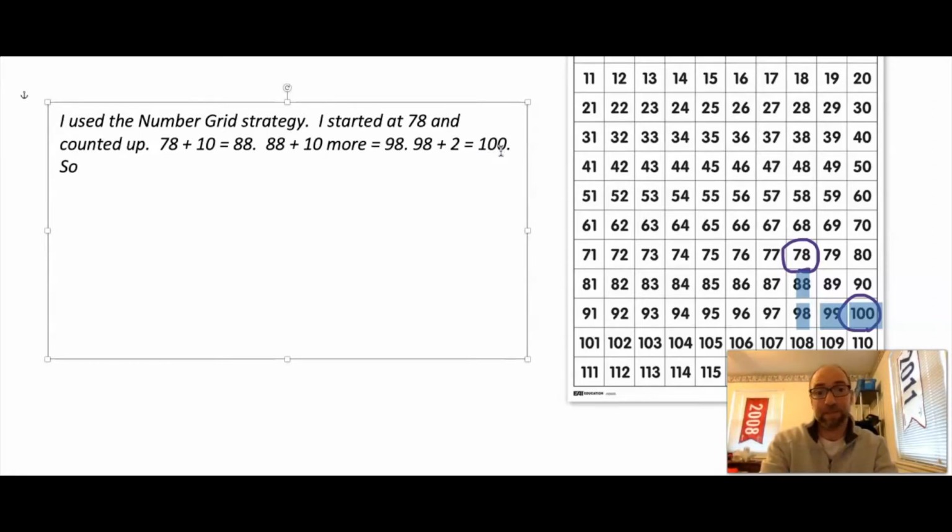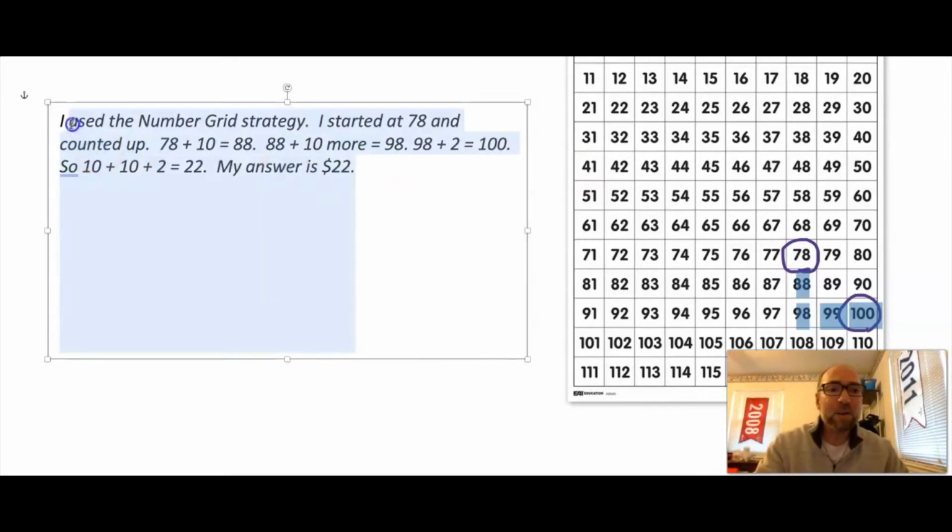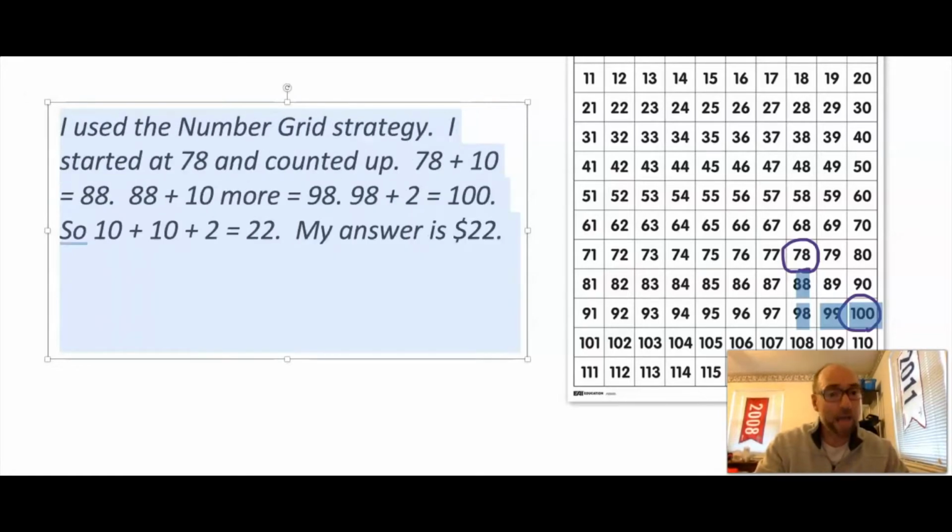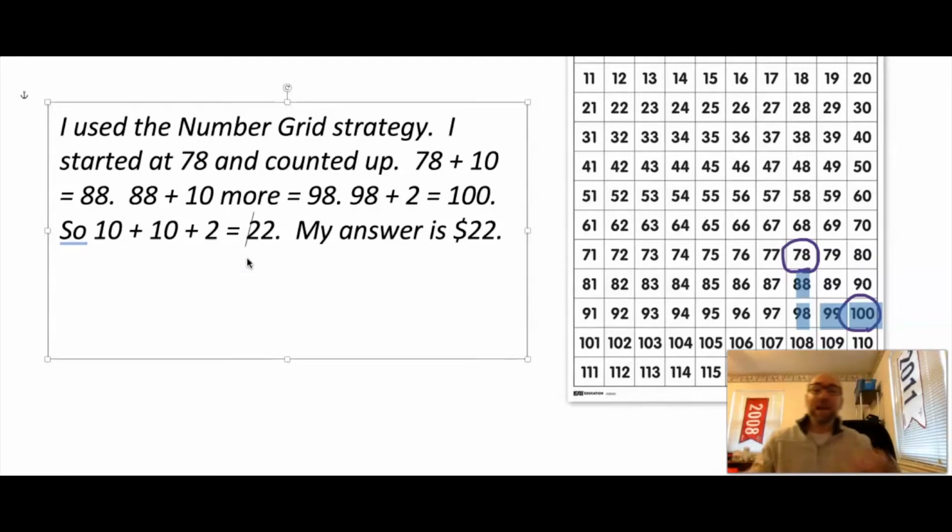So 10 plus 10 plus 2 equals 22. My answer is $22. Now you don't have to write this down because that's a lot to write down, but today you're going to have an open response where you're going to have to be able to explain your work.